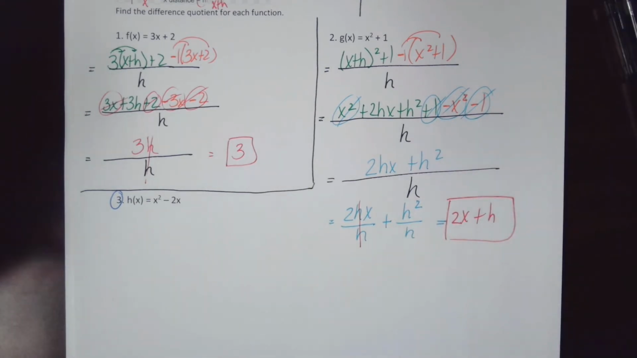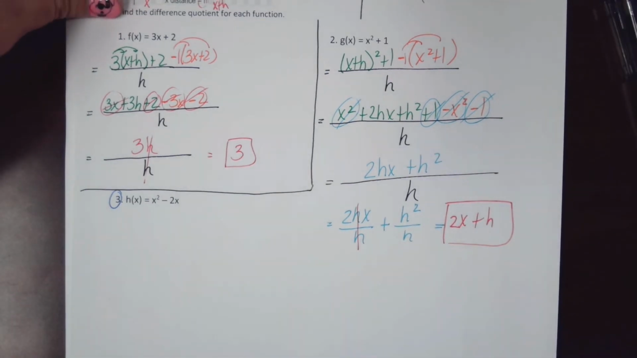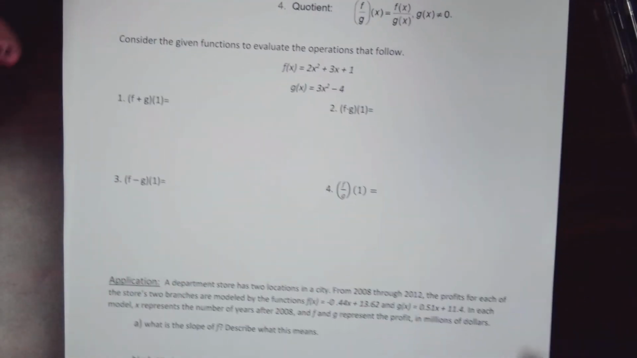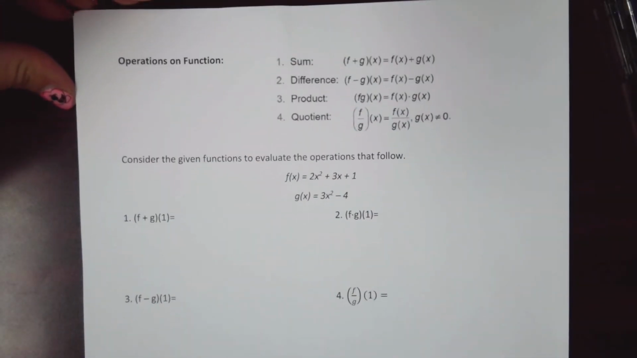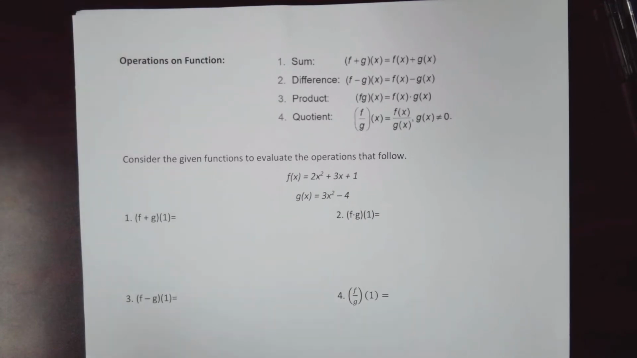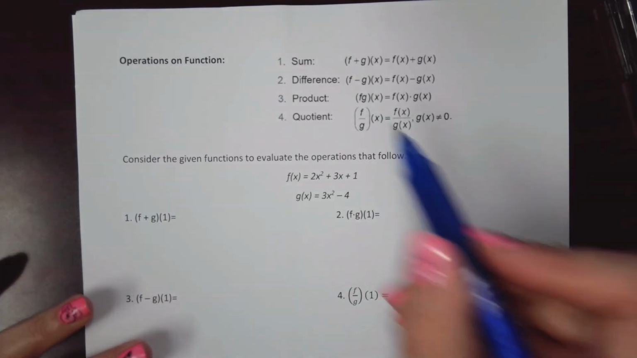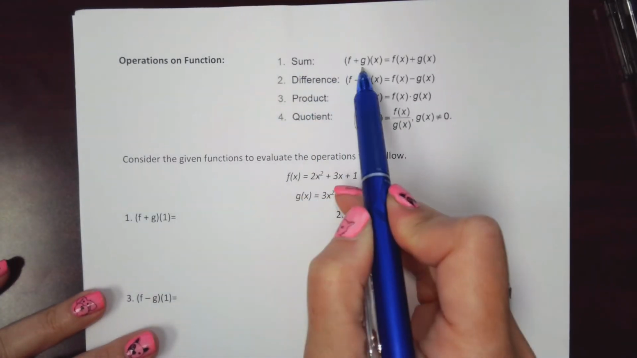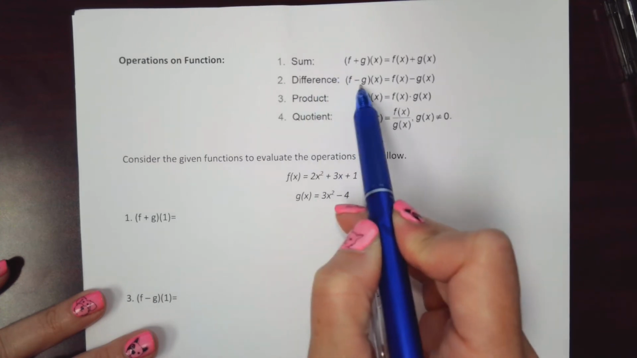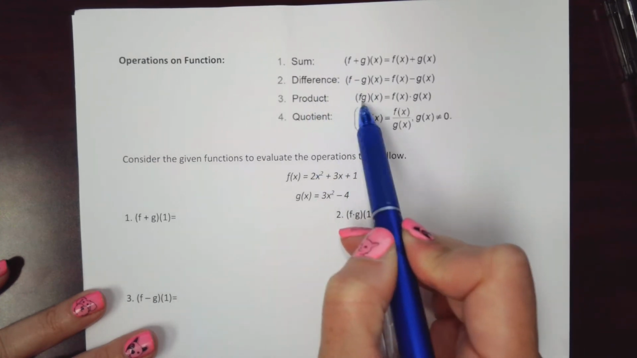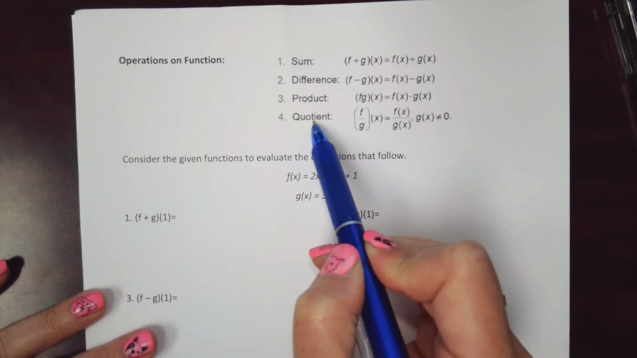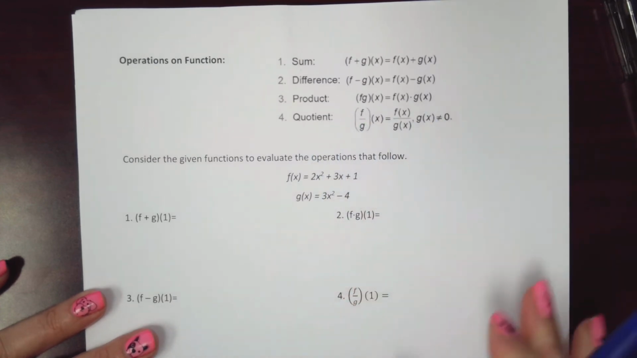Okay, let's look at the next page. So we tried out the difference quotient, we got an introduction to it. Now we're going to talk about operations on functions. We are going to combine functions in different ways. First, we're going to just add, subtract, multiply, and divide. To find the sum, that's the answer to addition. Difference is answer to subtraction. Product is answer to a multiplication problem. Quotient is answer to a division problem.